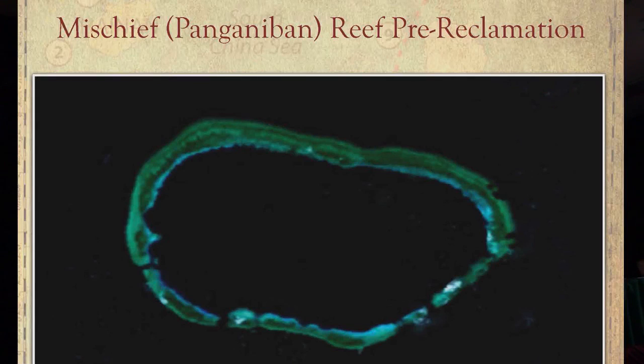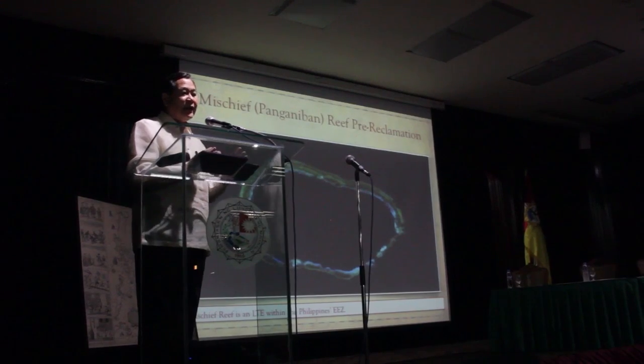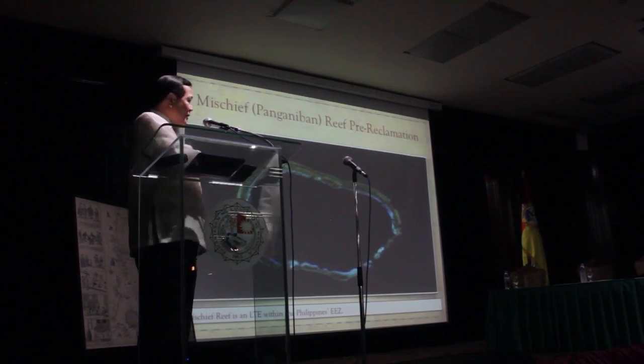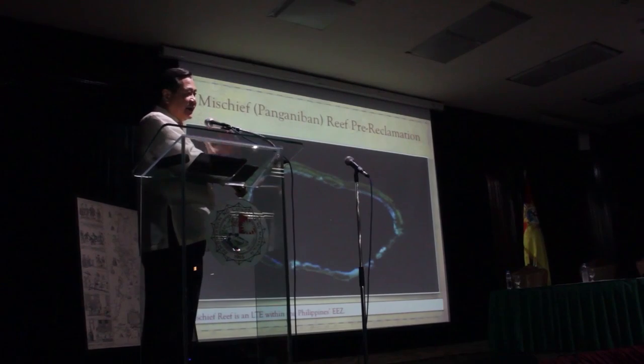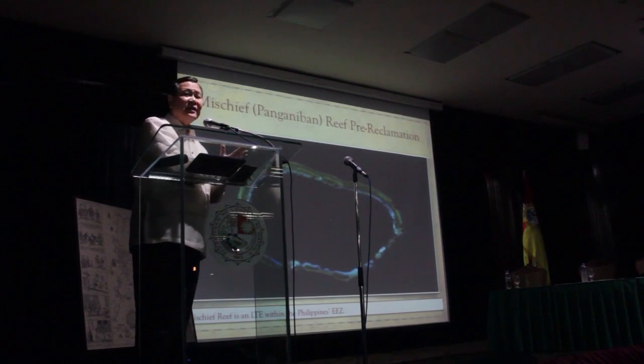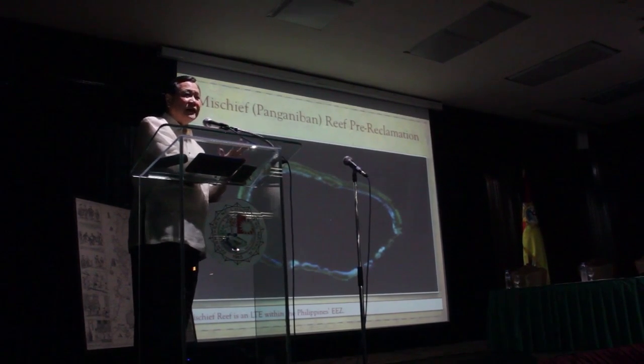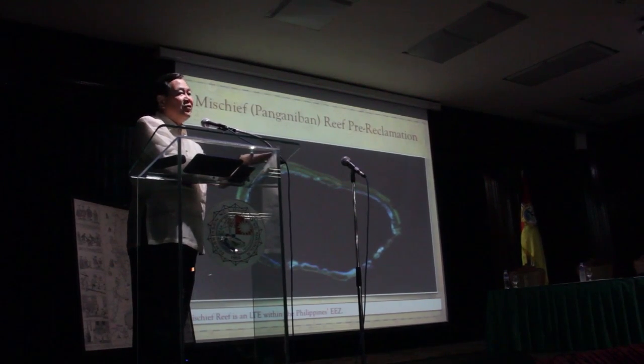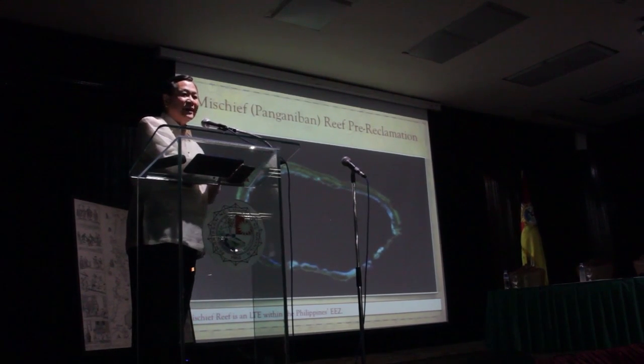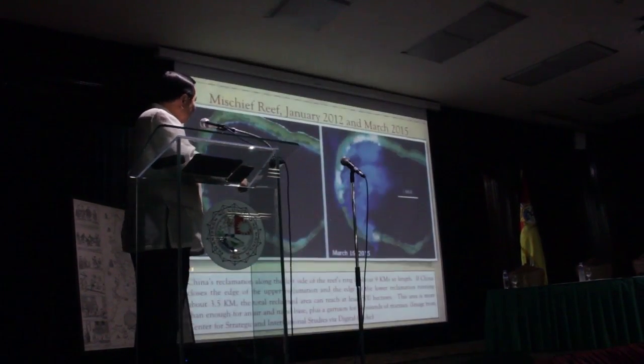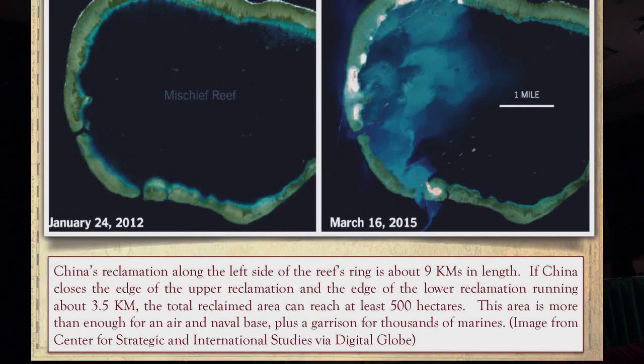That's Mischief Reef before the reclamation. This one is close to Palawan. Only 125 nautical miles from Palawan, within our EEZ, seized by China in 1995. When China seized it in 1995, we were wondering, what will China do with a feature that's totally submerged at high tide? That's before the reclamation. That's as of March 16.